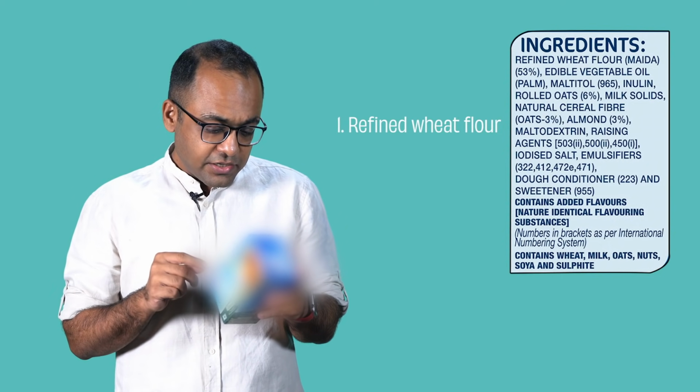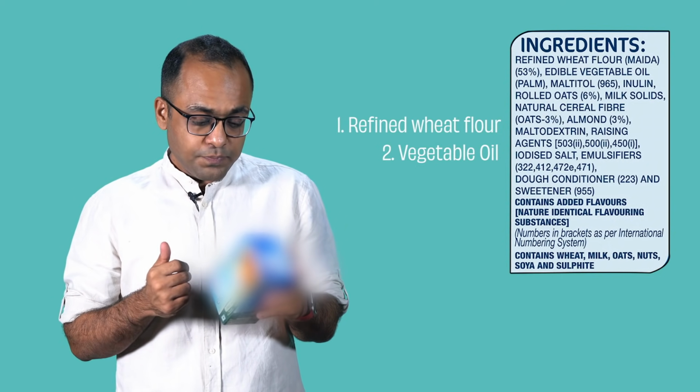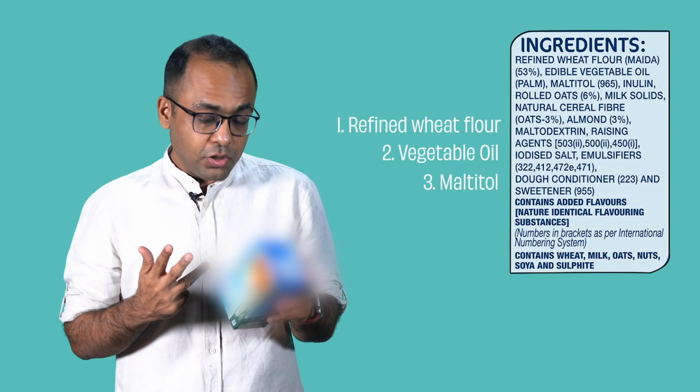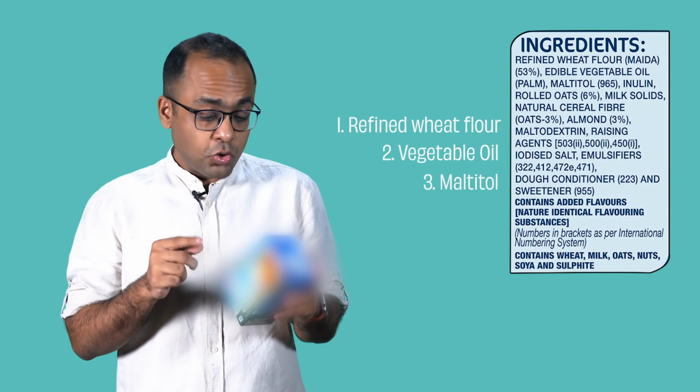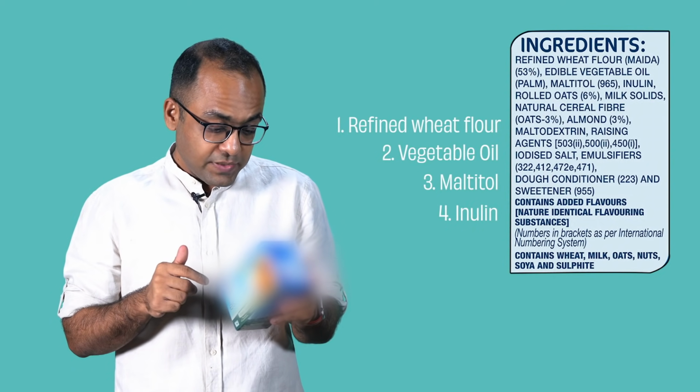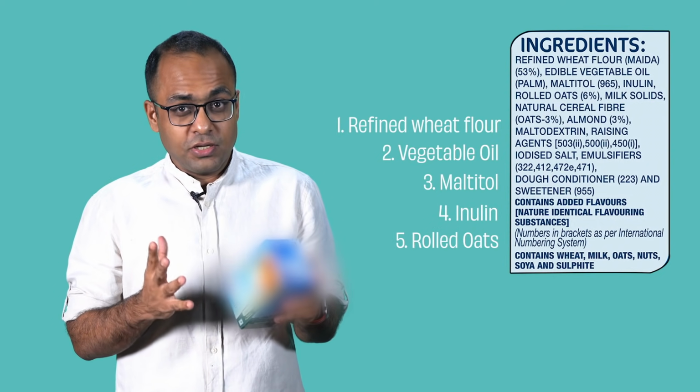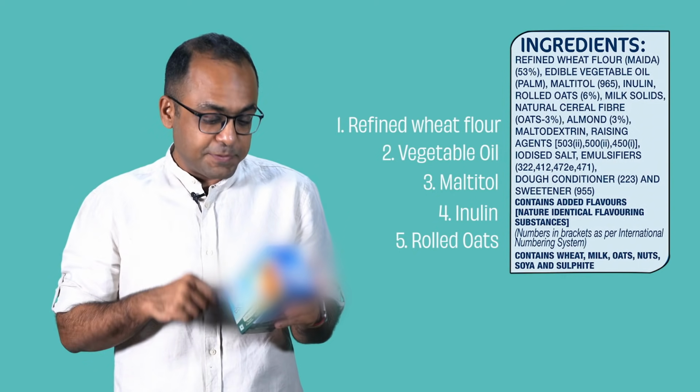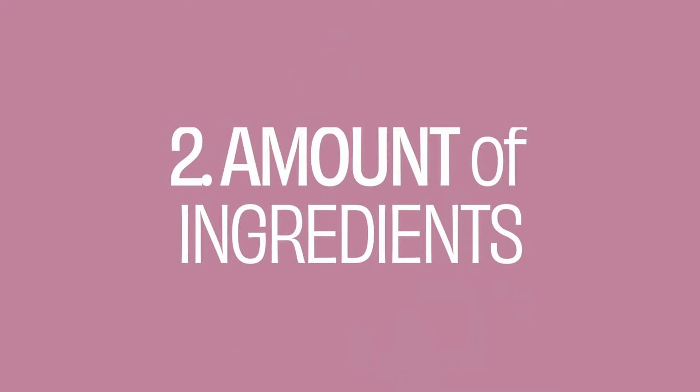Then the next ingredient is edible vegetable oil. The third ingredient is maltitol, which is a kind of sugar. We'll talk more on this later. Then there is inulin, which is another form of sugar. And then at fifth position is oats, which is just 6%. This is perhaps the most potent and the most well-kept secret of the back of pack, and it opens doors to many other secrets. Which brings me to point number 2, amount of each ingredient.